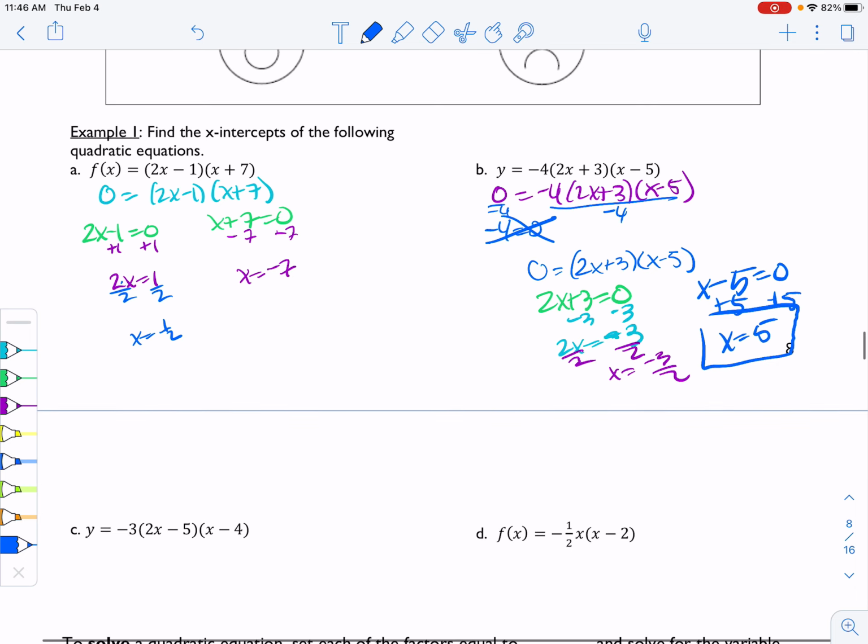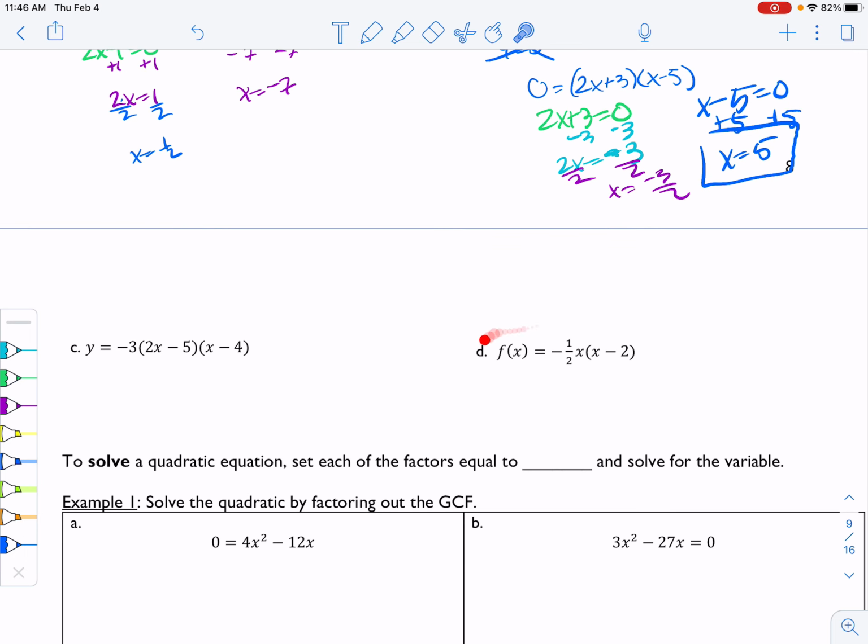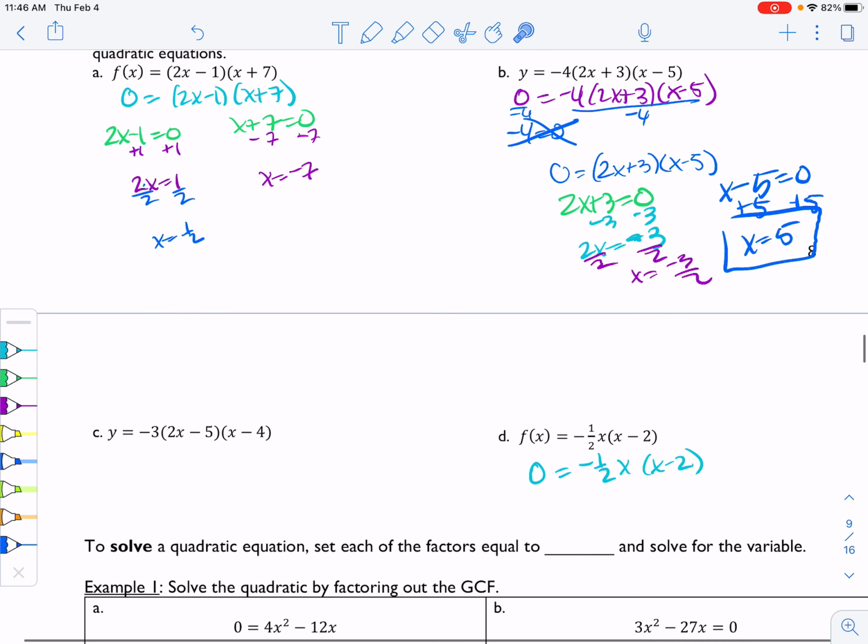So here, if we look at this one, it might be a little bit different for you as well. So let's take a look at this one. So we have 0 equals -1/2 x times x minus 2. Now this has a greatest common factor out in front, but it also has a variable with it, which is different than this one that we looked at, where it was just a number. So these are different scenarios.